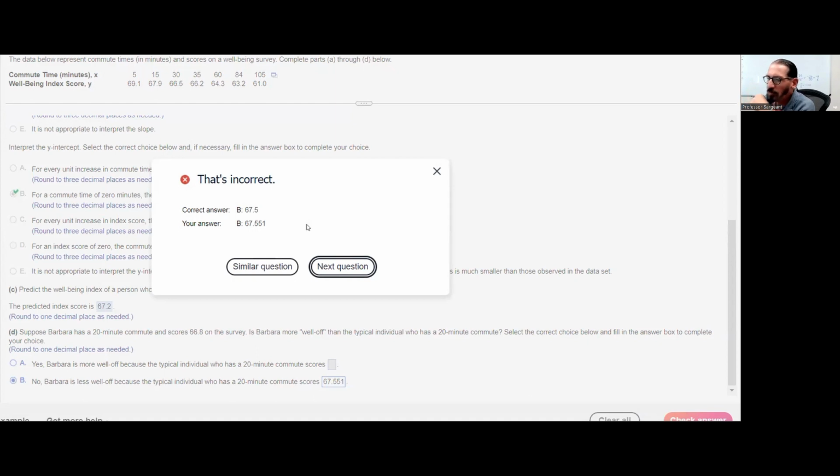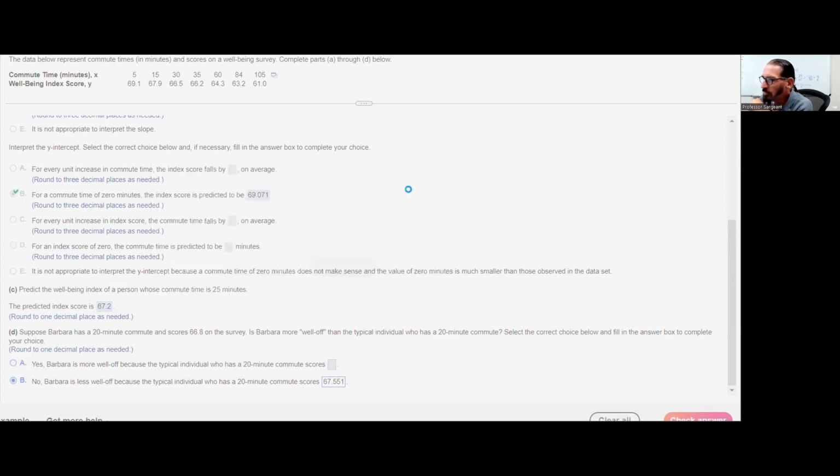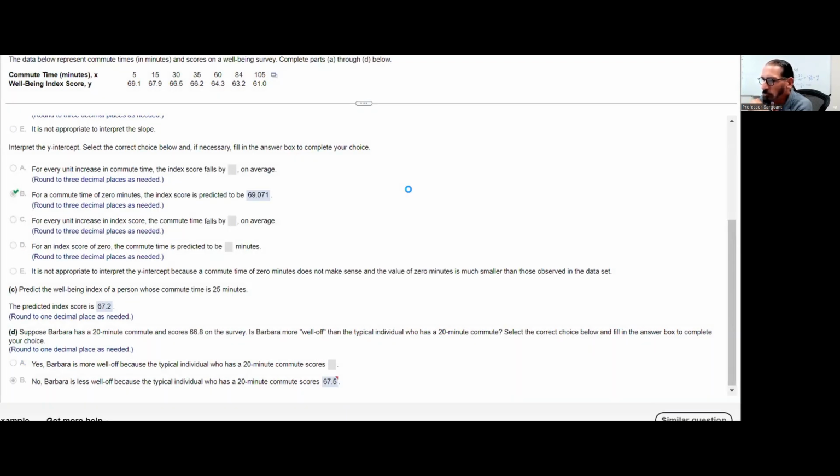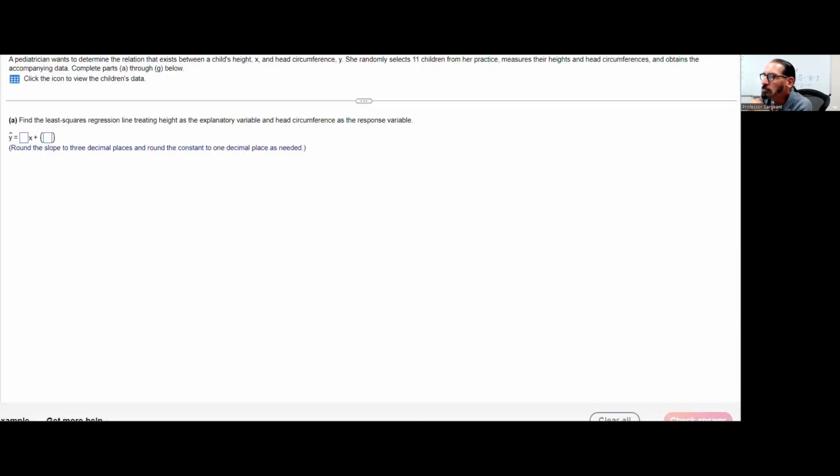Round to one decimal place. It was stated here instead of down here, so it's not that I did anything wrong before that. I just didn't see that instruction because it was not written right next to it. Okay, so I think that's it for this one.